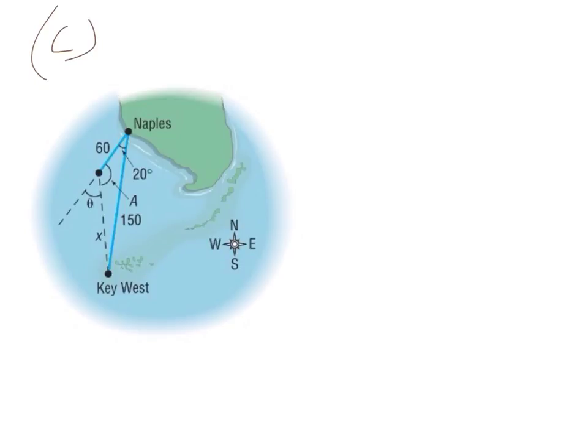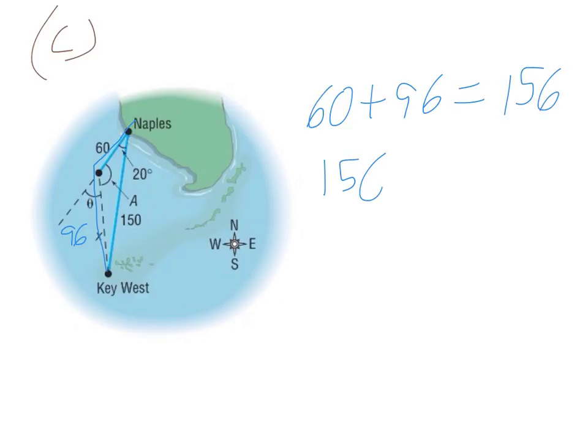Part C asks, how much extra time was added to the trip? Well, let me bring the diagram back up for you. X is now approximately 96. Make it simple. So it's originally going to be 150 miles, but with the little detour, the distance is now 156. So that means we added an extra 6 miles to our trip, right?